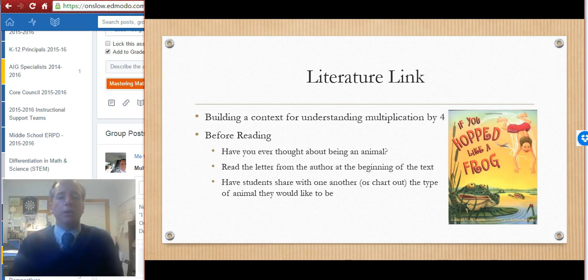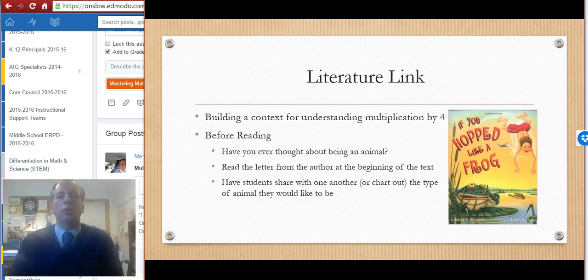So our text for this one is an interesting one. This text is used in mathematics all the way up through our higher level math. There's a lot of interesting connections you can make in this. So the book is If You Hopped Like a Frog, and some of the lead-ins for our kids might be things like, have you ever wished you were a certain animal?